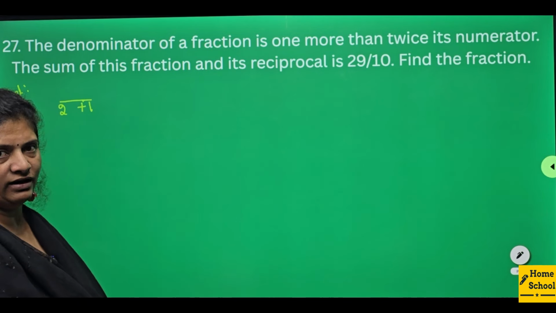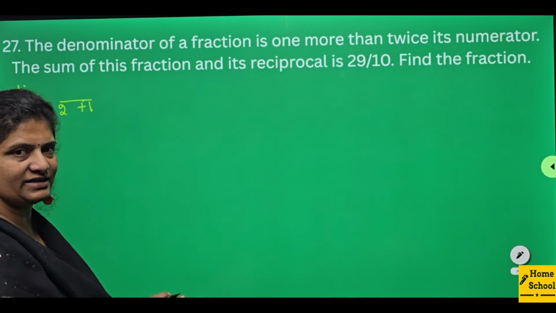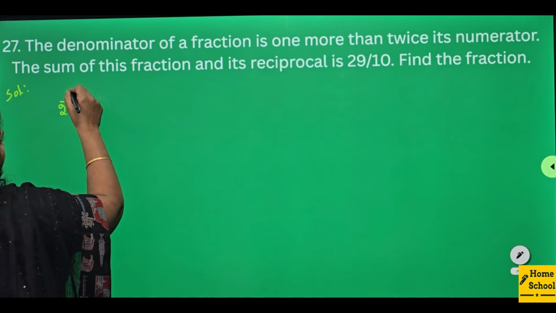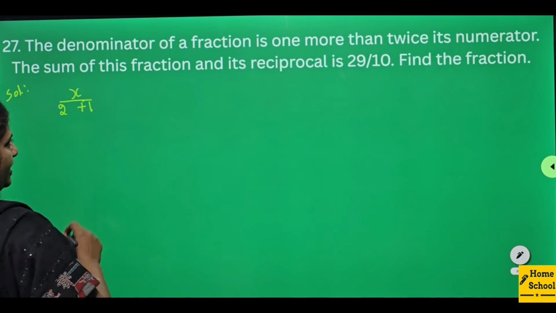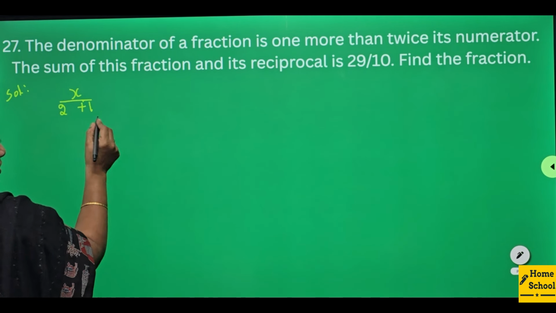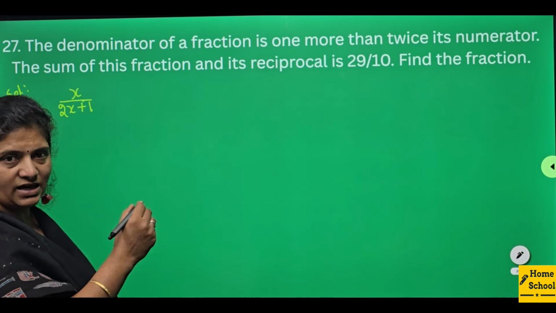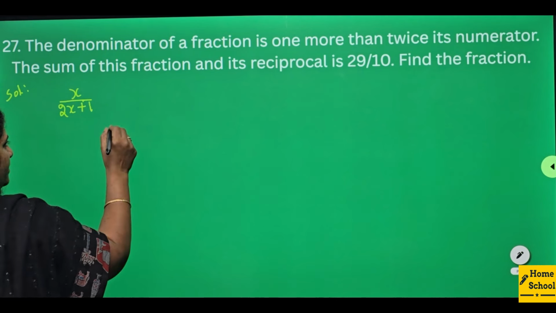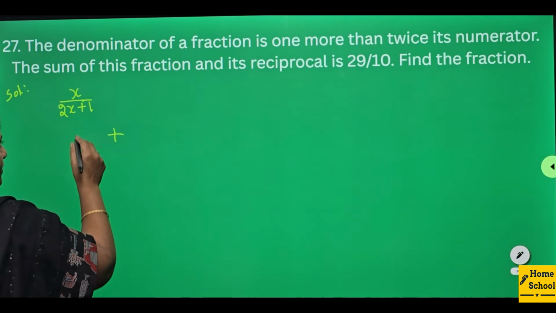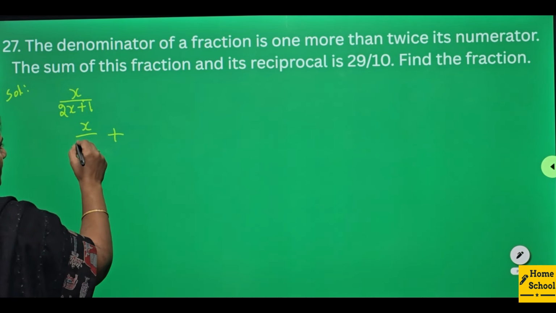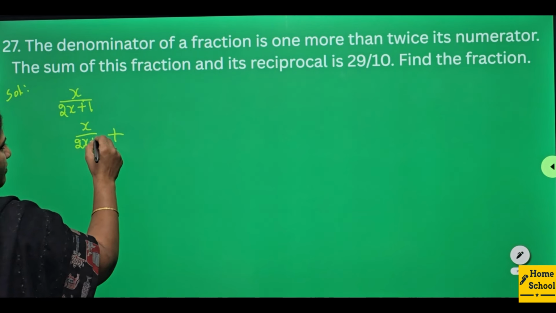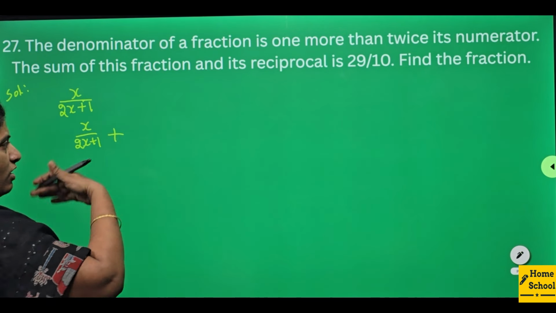What is the numerator? We don't know the numerator. Let the numerator be X. We are going to assume. Let the numerator be X. Now the denominator is 1 more than twice the numerator. The sum of this fraction and its reciprocal means, right, reverse order.